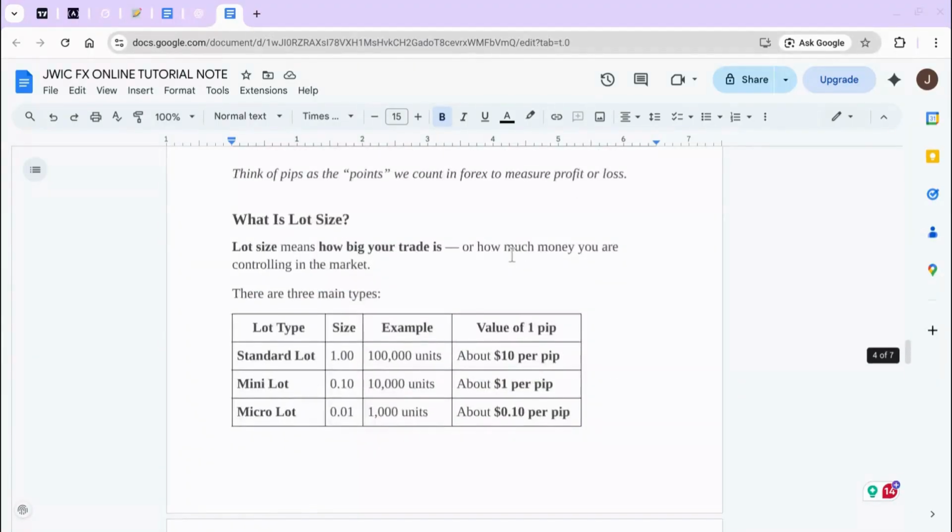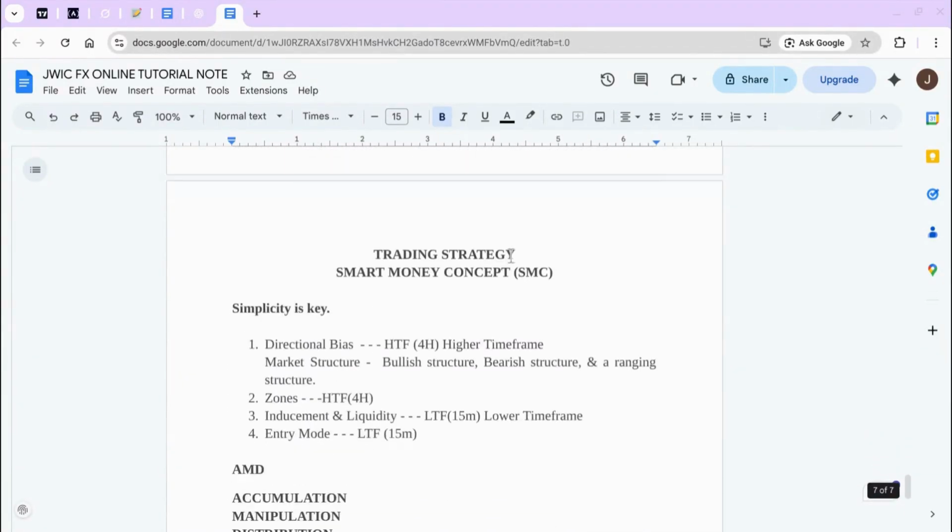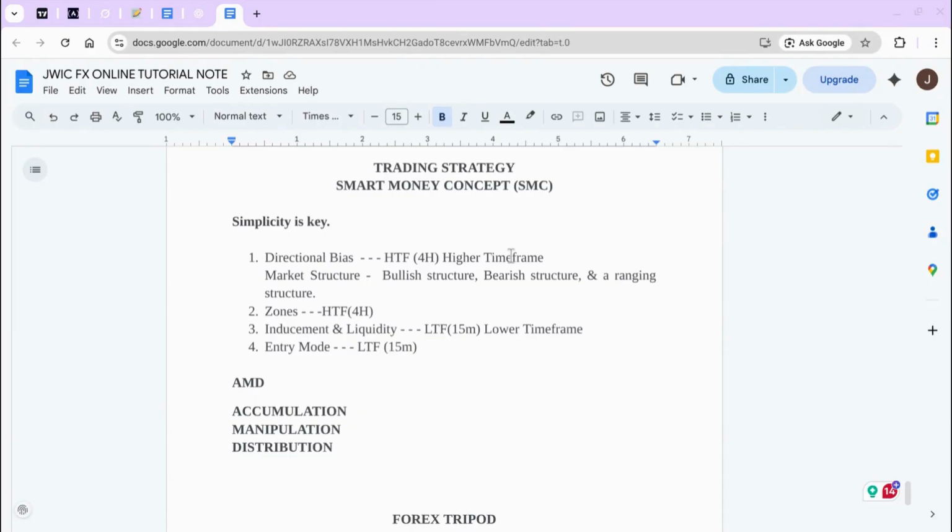Today we are going to go straight into our trading strategy. What trading strategy do I use? I use this trading strategy called Smart Money Concept, in short SMC.